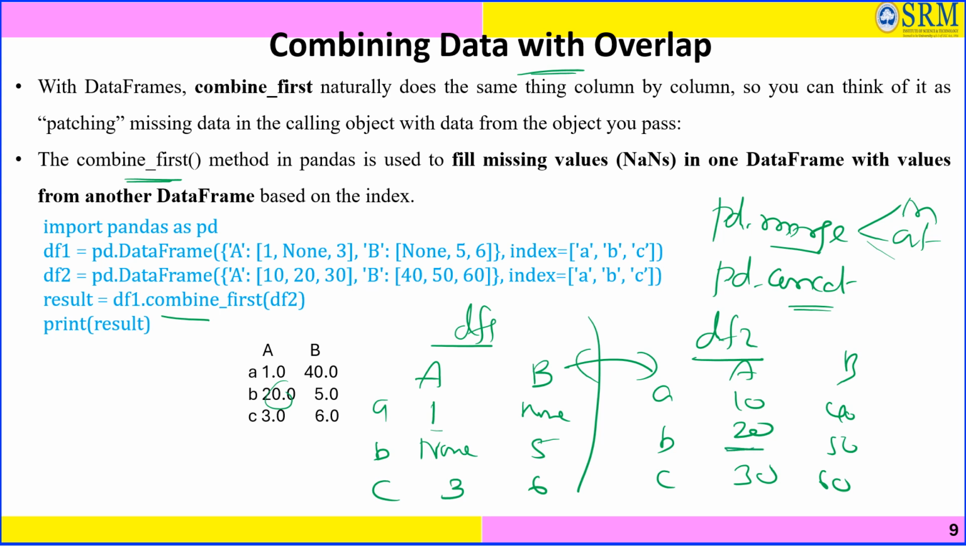Similarly, 5, 6 remains the same, but the none has to be taken from the other data frame. So that none is replaced with this 40. That is why it is called combine first. That is, combine first in pandas is used to fill the missing values. So first it will concentrate only on the missing values, filling the missing values in one data frame with values from another data frame based on the index. So this is how combining data with overlap works.